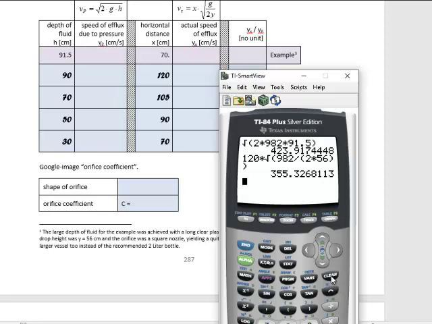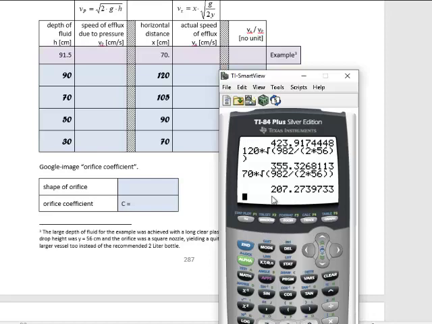355. Oh yeah, that is because I used 120. I was supposed to use 70, my own. Okay, I'll fix that. So that's 7 here, and then I go back and delete this one here. Right there, 70. There we go. I fixed it. So it's actually around 210 centimeters per second. You saw that earlier, so appreciably less.